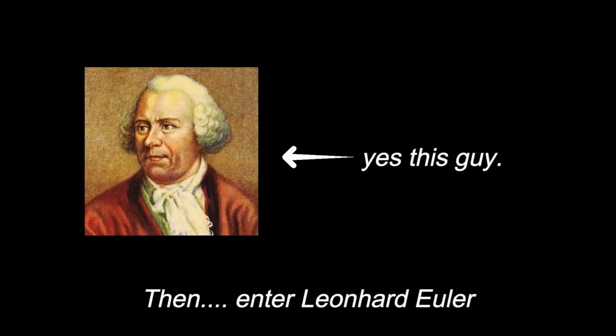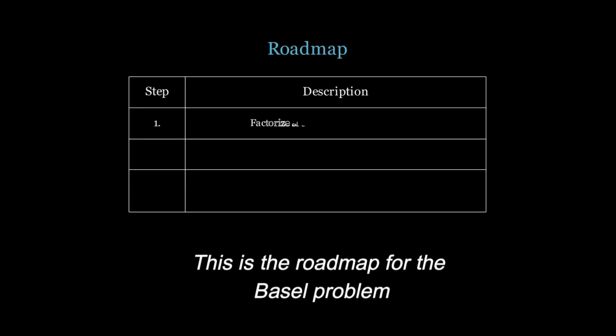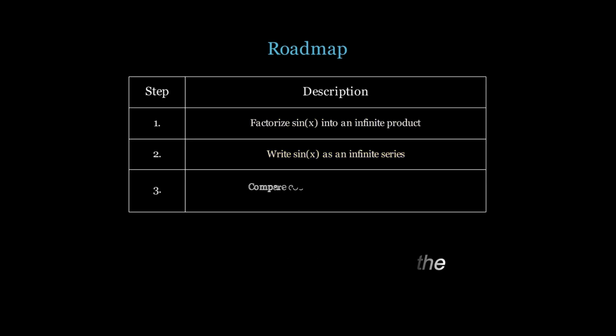But then came Euler, born in the city of Basel, after which the problem itself is named. In 1734, he actually solved the problem. Here is how Euler solved it. So, step 1, we have to factorize sin x into an infinite product. Step 2, we need to write sin x as an infinite series. And step 3, we need to compare the coefficients of x cubed from both these definitions.